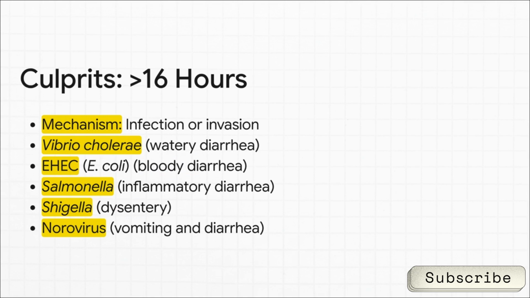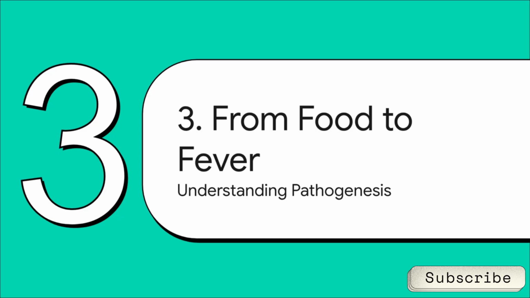And last, we have the slow burners. If it takes more than 16 hours for symptoms to appear, you're not just dealing with a toxin anymore. This is a full-blown infection. The microbes are in there, they're multiplying, and they're actually invading the wall of your gut. This is where you find the real heavy hitters like Salmonella and Shigella. This group also includes the infamous EHEC, that's the one that causes bloody diarrhea, and of course, norovirus, the bug that loves to ruin a good cruise. Okay, so we know who the culprits are.